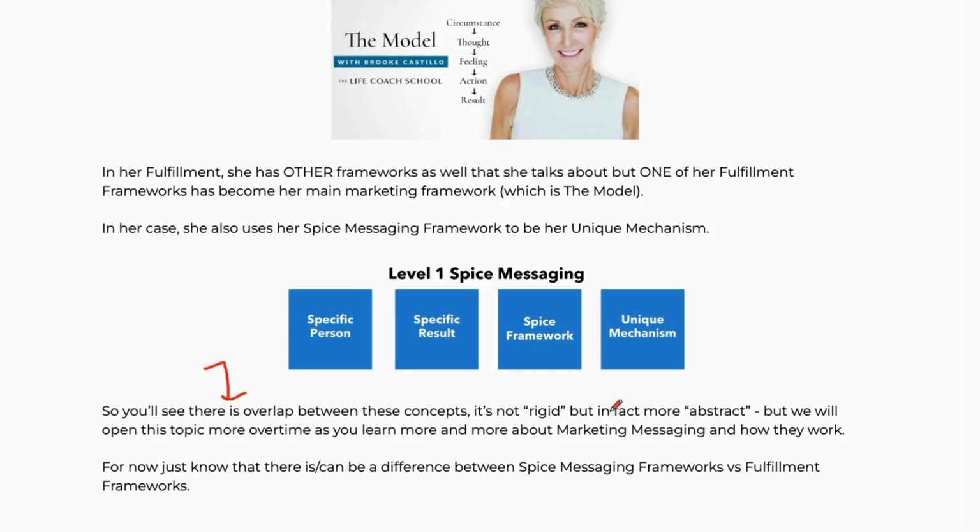But for right now, all I want you to know is that there can be a difference between spice messaging frameworks and fulfillment frameworks. That way you have it in the back of your head when you're creating your frameworks. You can actually think, okay, how do I want to position my spice messaging framework and my fulfillment frameworks? Do I want them to be the same? Do I want them to be different?